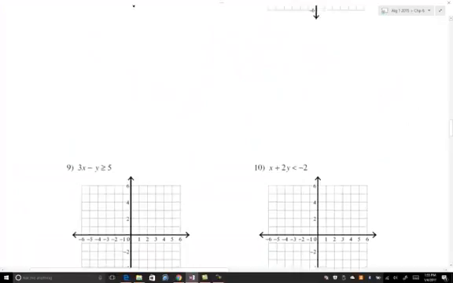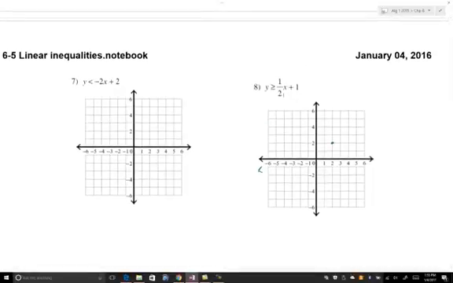A quick little review here. Let's take a look at a couple in slope-intercept form. Remember, you always want to start with that y-intercept, so positive 2. Slope is down 2 and over 1. The next thing you want to take a look at is the inequality.